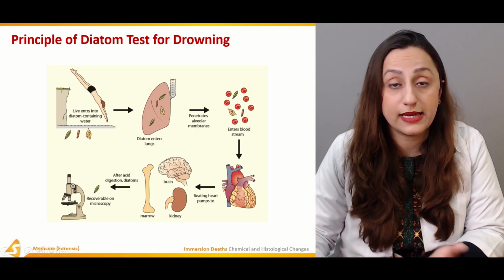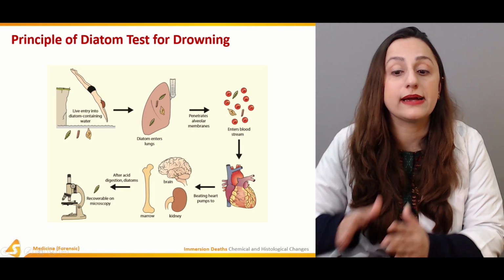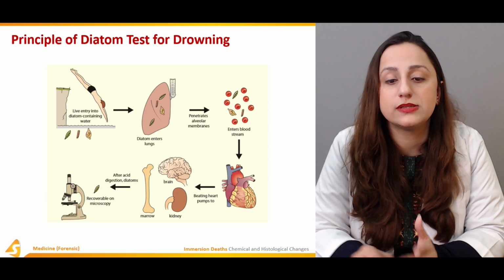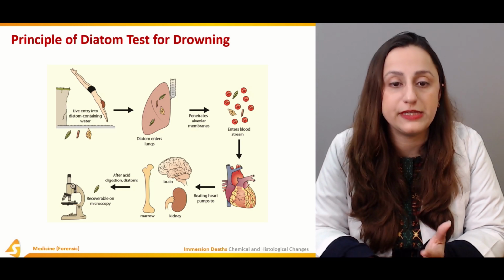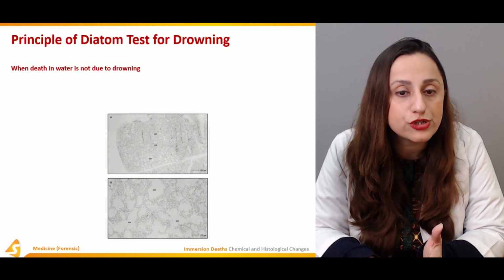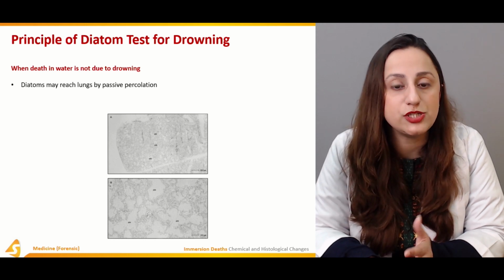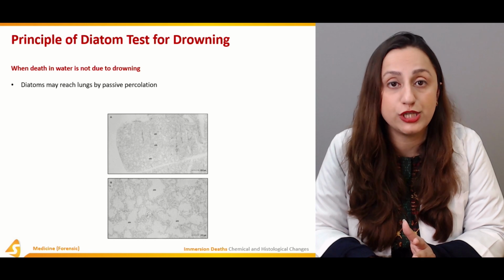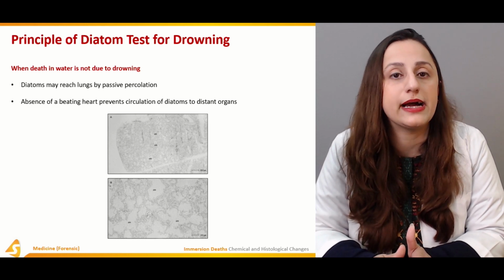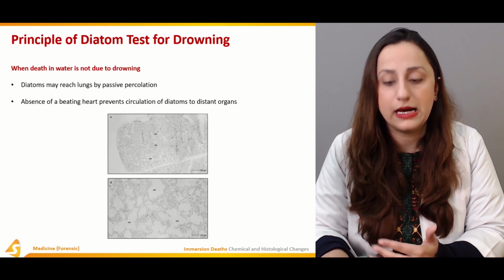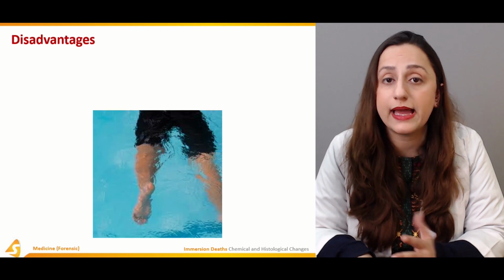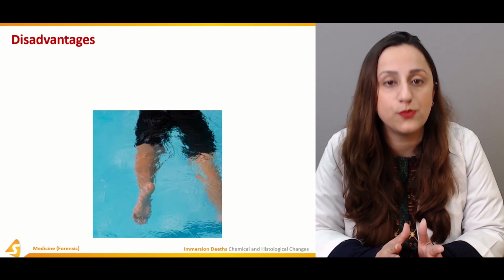If there is not an active inhalational process or the heart is not beating, the diatoms can never reach the bone marrow and the level of the kidneys. So this is the mainstay for that. When death in water is not due to drowning, diatoms may reach the lungs by passive percolation. But the absence of a beating heart prevents the circulation of the diatoms to distant organs like the liver and the bone marrow. They can be present in the lungs but not in the bone marrow.